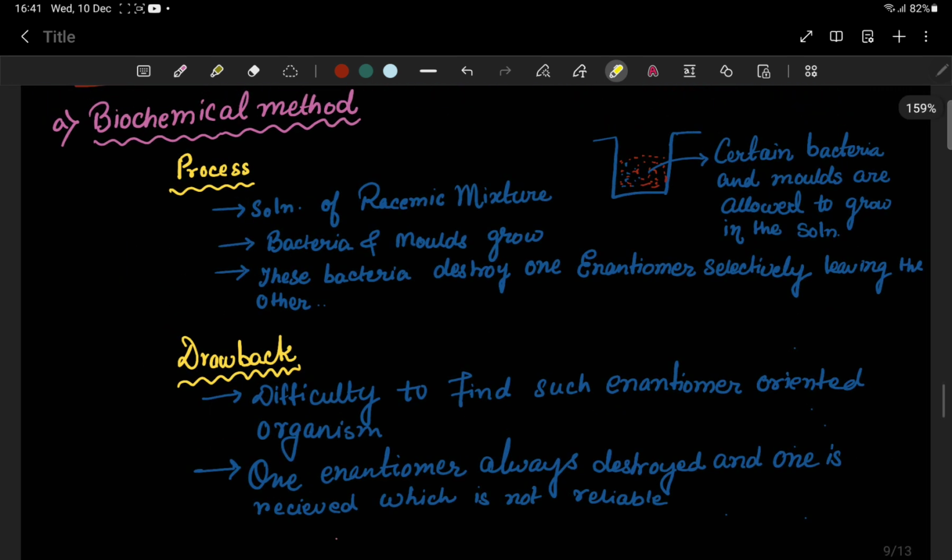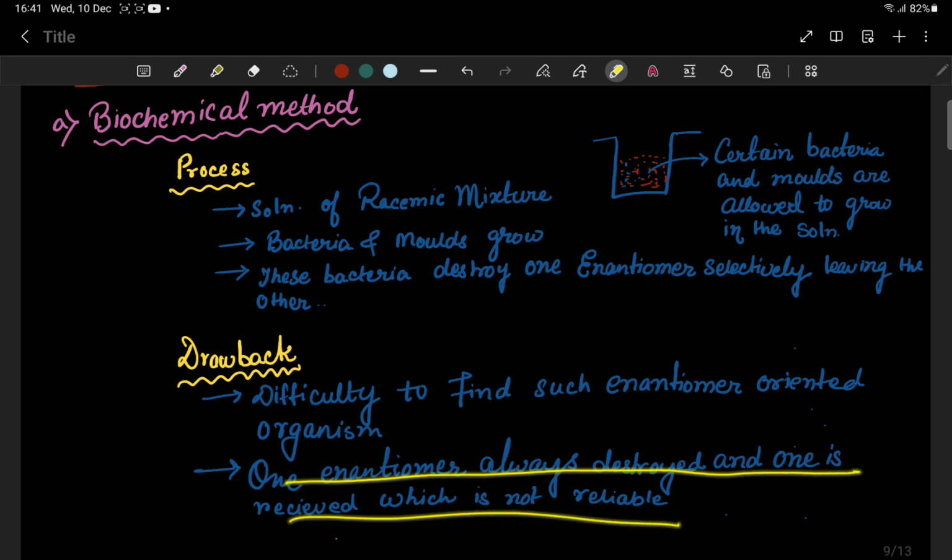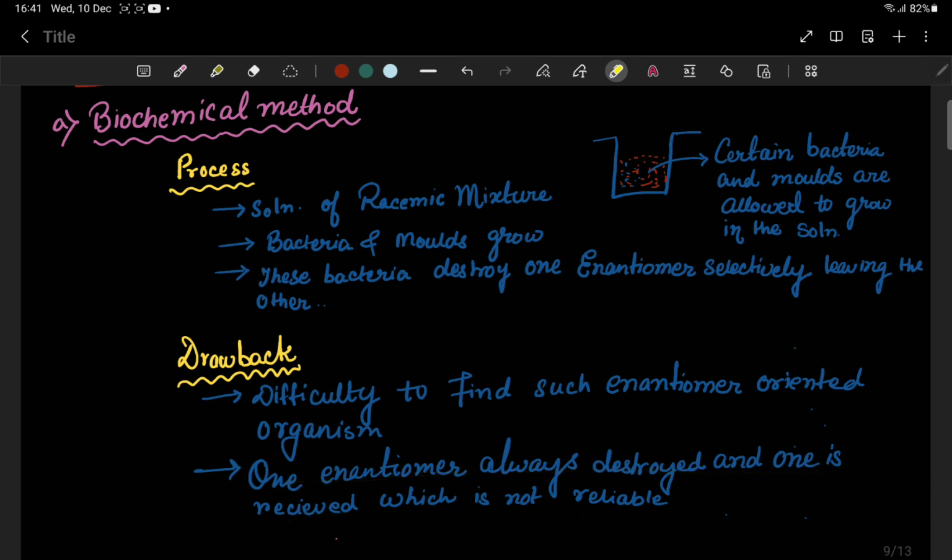Then what are the drawbacks of it? Once we are destroying something, it creates a drawback. One enantiomer always gets destroyed and only one is received, which is not actually reliable. We are just destroying it. Why should we destroy it? Maybe we can just separate it out, which would be more beneficial for us. Another thing is the difficulty of finding such an enantiomer-oriented organism, since the bacteria should be very specific.